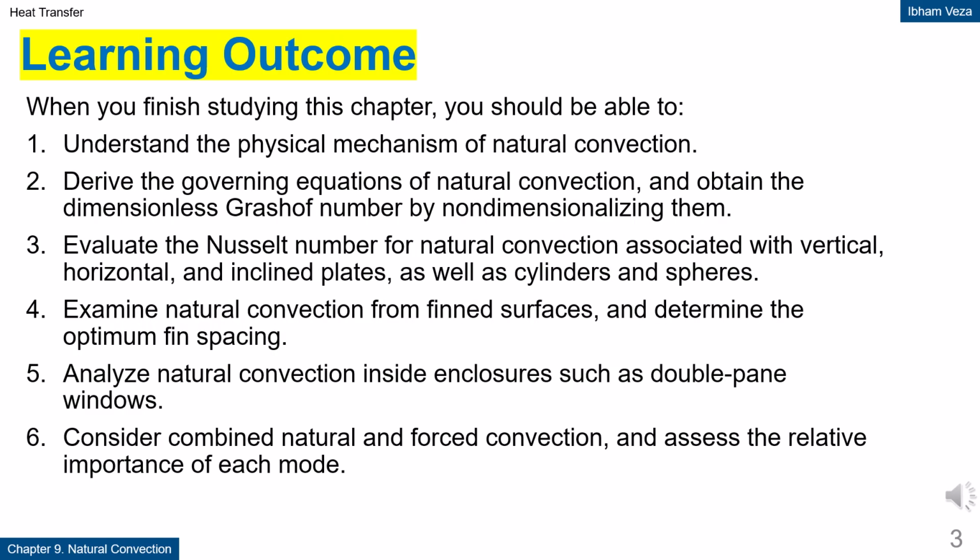Learning outcome. The learning outcomes describe the competencies to be achieved after studying this chapter. The focus includes physical understanding, derivation of governing equations, and use of dimensionless numbers. Students are also expected to apply Nusselt number correlations for various geometries. In addition, applications to fins and enclosures are important parts of the topic. With these outcomes, students are prepared to analyze natural convection systems independently.